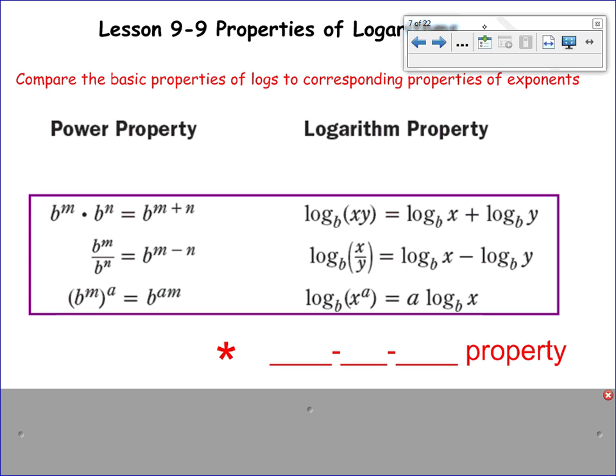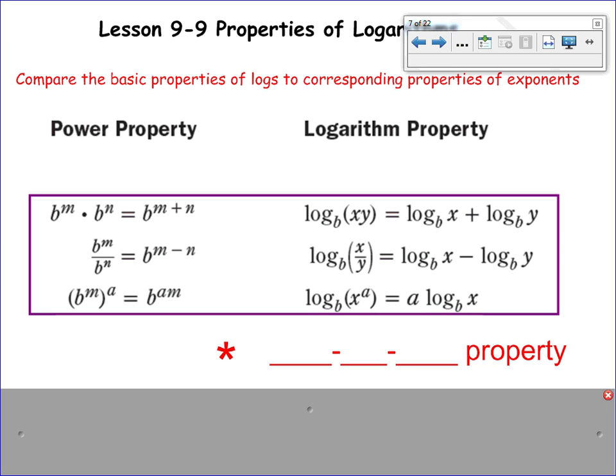Okay, ladies and gentlemen, in order to aid in our quest for solving exponential equations exactly and algebraically, we're going to need several properties of logarithms. And so we're not going to spend a lot of time on proving these properties, but we will spend a lot of time using them, okay? Let's go ahead and take a look at our power properties that we developed last unit in Unit 3.